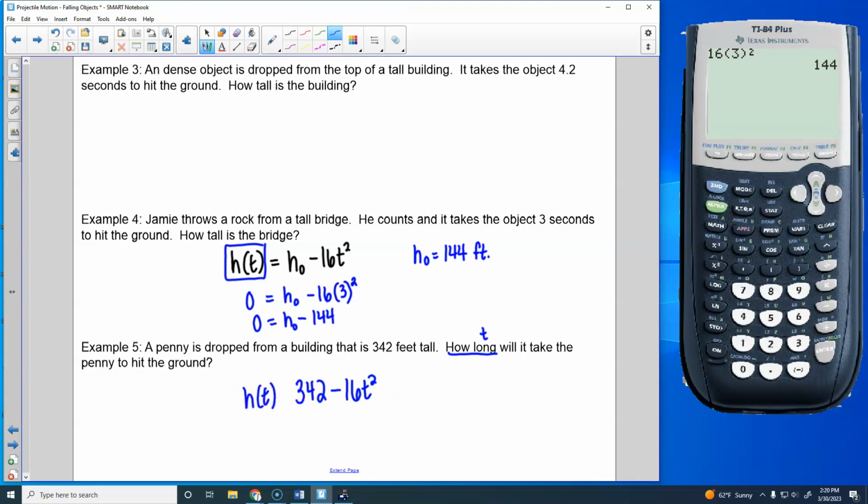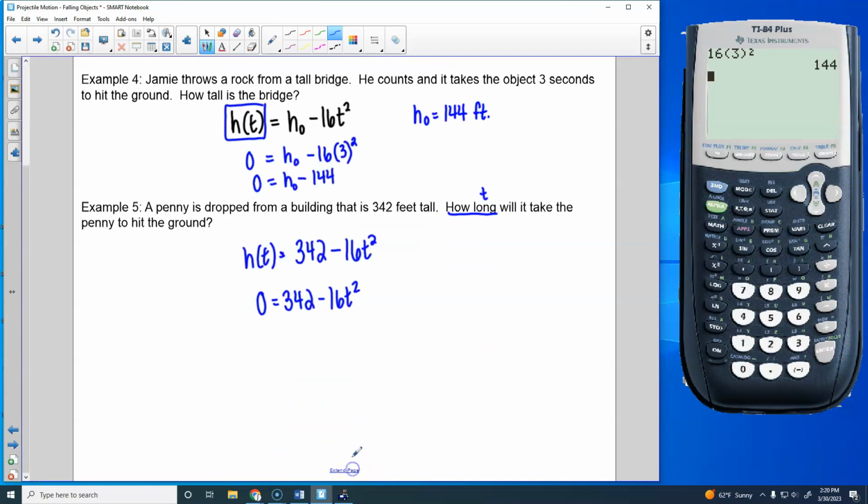And this is a hit the ground problem. Whenever something hits the ground, its height is 0, right? So we put in a 0 for the height, which is our h of t. So we got 342 minus 16t squared.